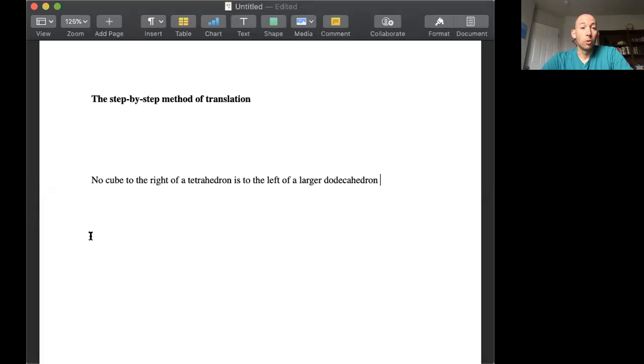No cube to the right of a tetrahedron is to the left of a larger dodecahedron. That's a really complicated sentence, and it's going to be extremely difficult to try to translate that into first-order logic all in one go. So the step-by-step method of translation is going to help us do this in a step-by-step method.